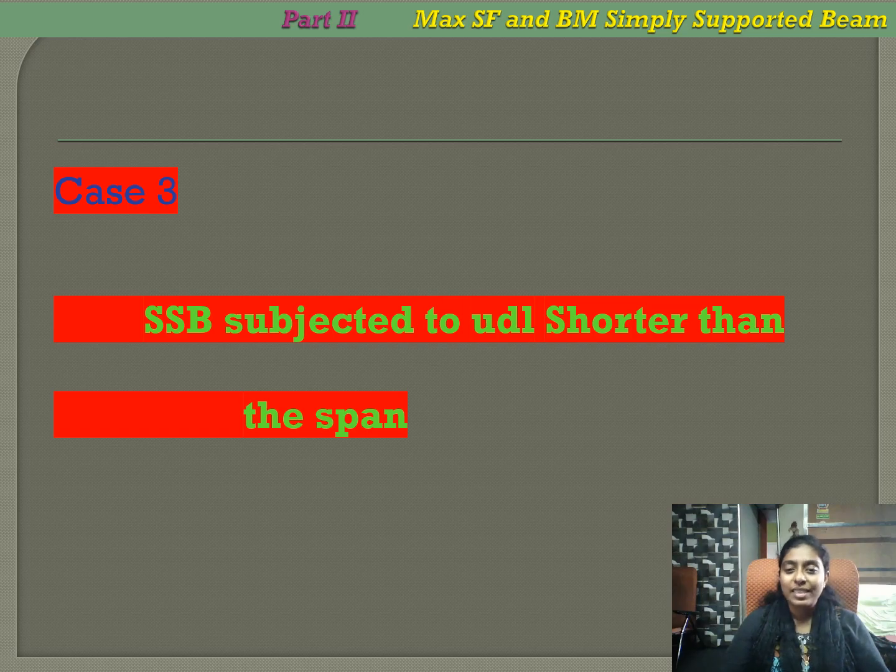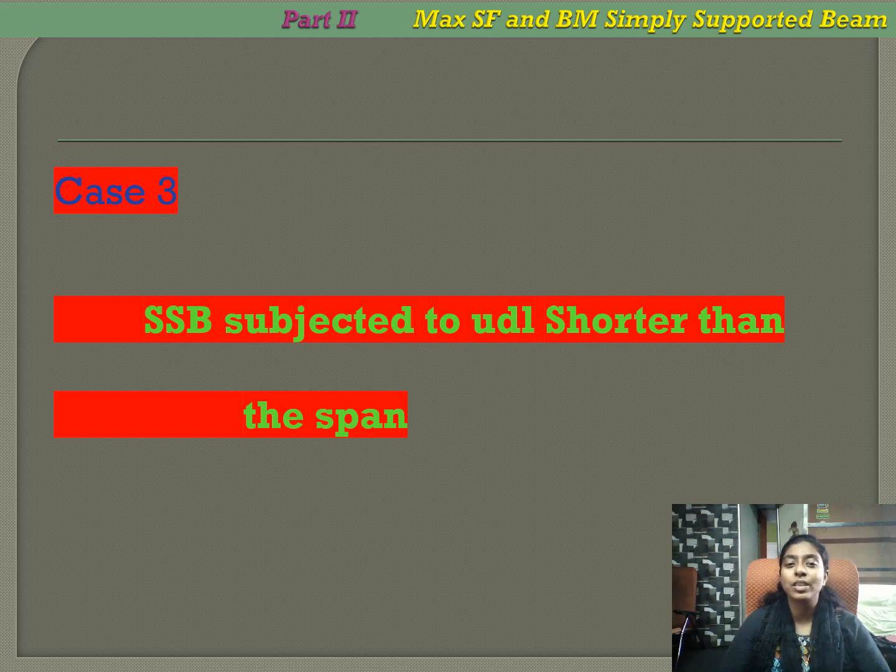So, we saw two cases. Case 1, when a single concentrated load is moving from left to right, what about the maximum shear forces and maximum bending moment? And case 2, for the UDL larger than the span, when it is moving from left to right, what is the maximum shear force and maximum bending moment? Now we will come to case 3.